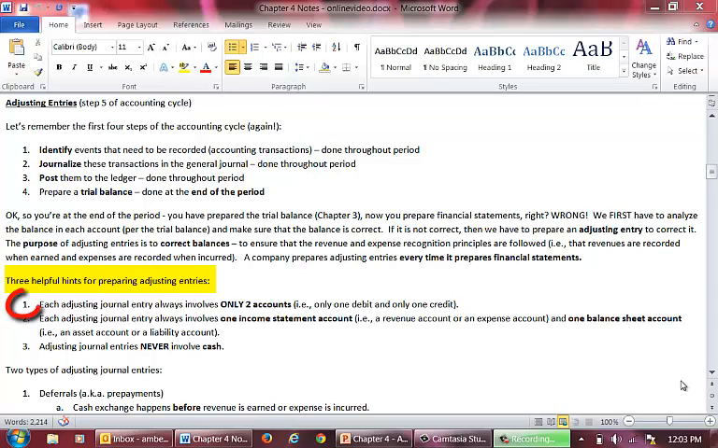First, each adjusting entry always involves only 2 accounts. You will only have 1 debit and only 1 credit. Second, each adjusting entry always involves 1 income statement account, meaning a revenue or an expense account, and 1 balance sheet account, an asset or a liability account. Third, adjusting entries never involve cash.